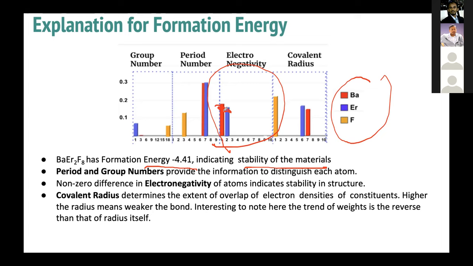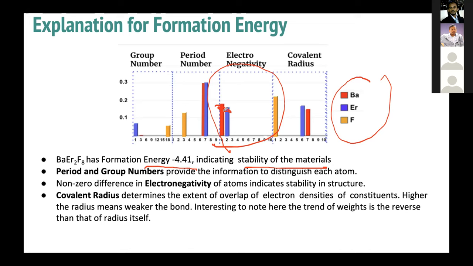So we find that we are giving -4.49, and we can explain why this is negative, because the electronegativity between barium and erbium is not the same, and there is a non-zero difference. So this way, this model can also explain a part of the results, why the result has come this way, which is also an important step forward.